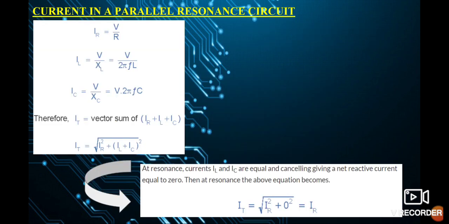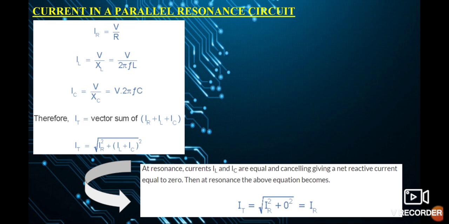Next is the current in a parallel resonance circuit. The total current in a parallel resonance circuit can be calculated by getting the values of current passing through the different branches for the passive elements. Now IR equals V by R, that is, the current passing through the resistance is given by the supply voltage divided by the resistance. The inductive current is given by IL equals V by XL, that is V by 2 pi F into L, and IC, the capacitive current, is V by XC, that is V into 2 pi F into C.